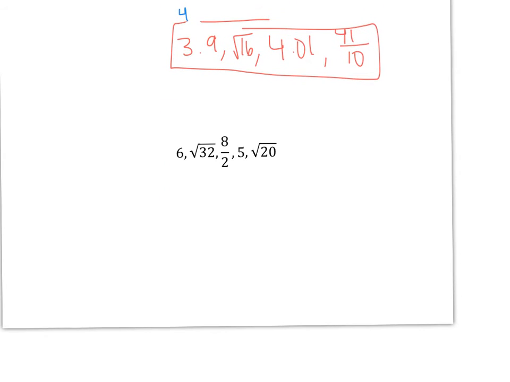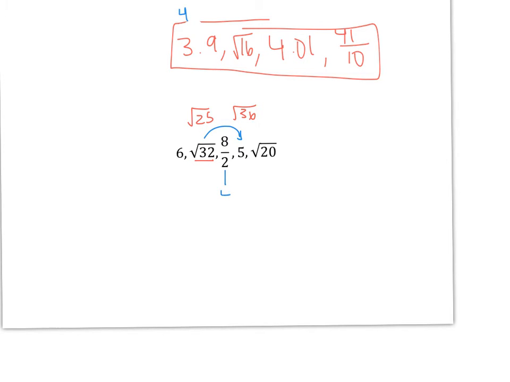I see 6, the square root of 32, 8 over 2, 5, and the square root of 20. So let's look at breaking some of these numbers down. The square root of 32 is between the square root of 25 and the square root of 36. So it's between 5 and 6, right? Because the square root of 25 is 5 and the square root of 36 is 6. And 32 is a little bit closer to 36. So it's going to be at least 5.5, 5.6, maybe even 5.7. So we know that's above 5. So this number will be larger than that one right there, 5.